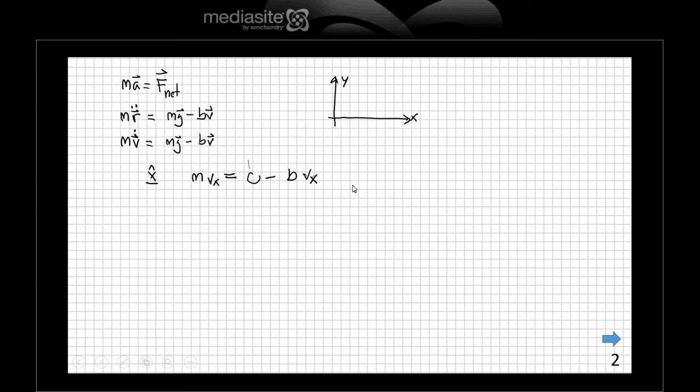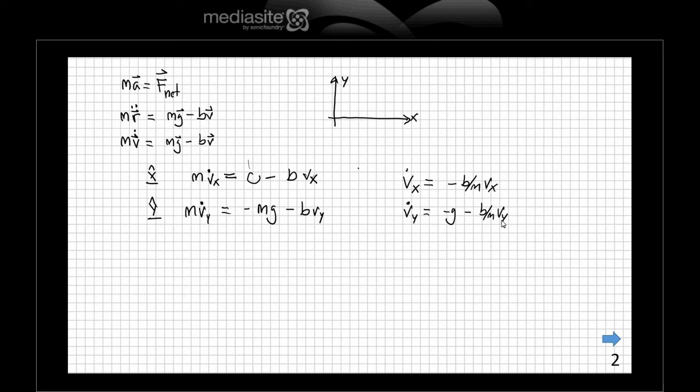So that's pretty straightforward. And then in the y hat direction, we have m vy dot. We have minus mg, it's downward, and then minus b vy. Okay, and we forgot the dots. There's this dot here, and then there's that there. Okay, so notice what we have. Let's divide by m. Then Vx dot is equal to minus b over m Vx, and Vy dot is equal to minus g minus b over m Vy.